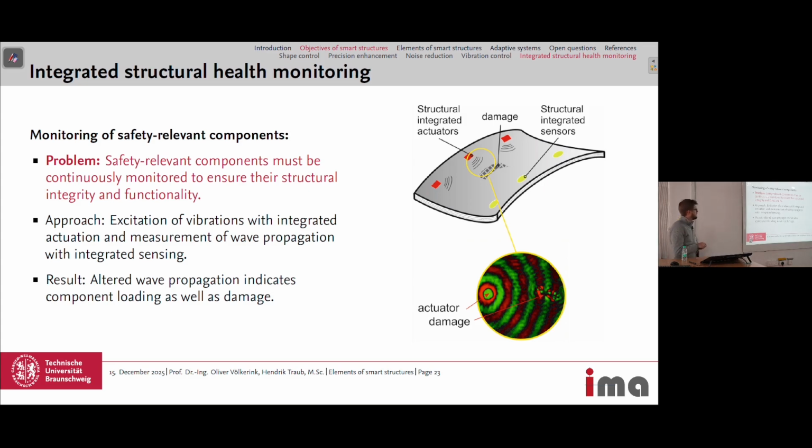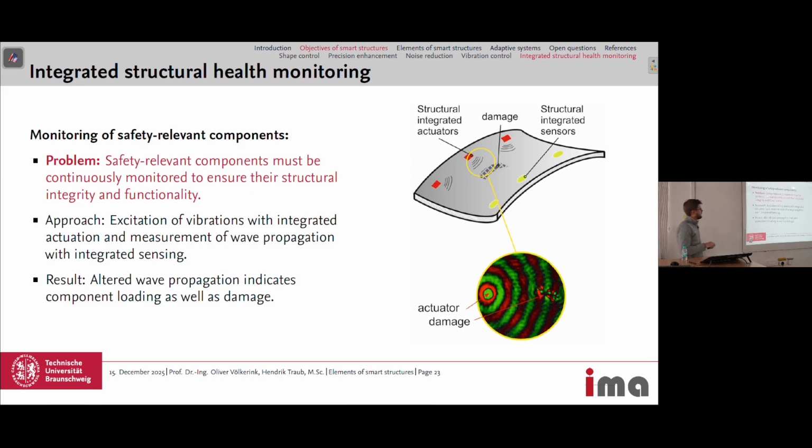And here the idea is to have not maintenance on a schedule, but maintenance when it's really needed, when you have a damage in the structure. And for that you have to know which damage you have in the structure and where. This is done by structurally integrated actuators and also sensors. In a laminated composite you can integrate the actuators and the sensors. We will also have a look at how to integrate them into fiber composite structures.